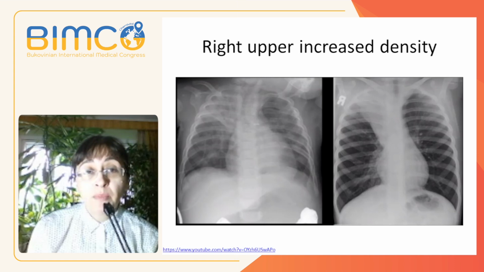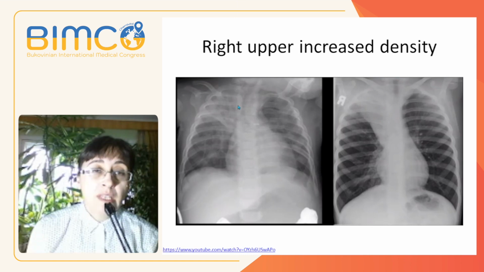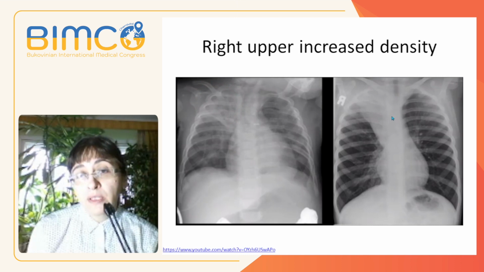In these two chest X-rays, we may observe densities in the upper lung fields on the right side. How to analyze it? First of all, you have to pay attention to the intensity of this density, more dense or less dense, and the location of the trachea. For example, on the left-sided picture, we may observe density with the trachea shifted to it, and on this one, the density is more intensive, and we may observe the trachea shifted outwards.